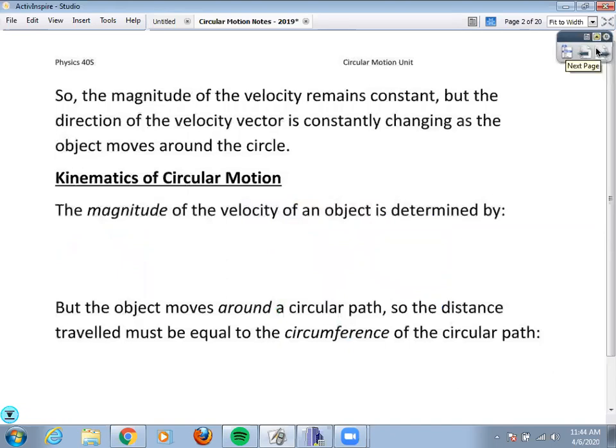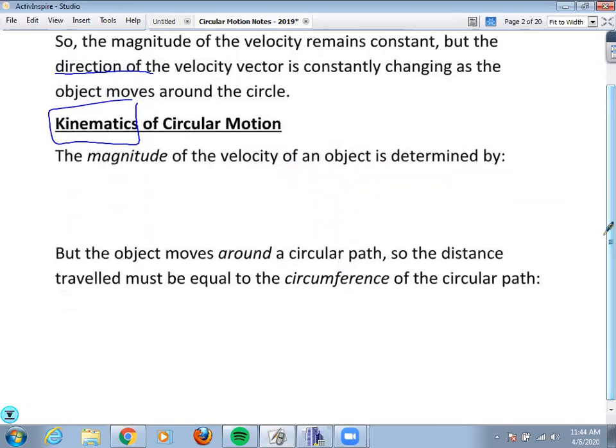The magnitude of the velocity remains constant. So the speed remains constant, but the direction of the velocity vector is always changing. Therefore, we have acceleration. Remember that acceleration occurs when an object speeds up, slows down, or changes direction. So a little bit then about the kinematics of circular motion.